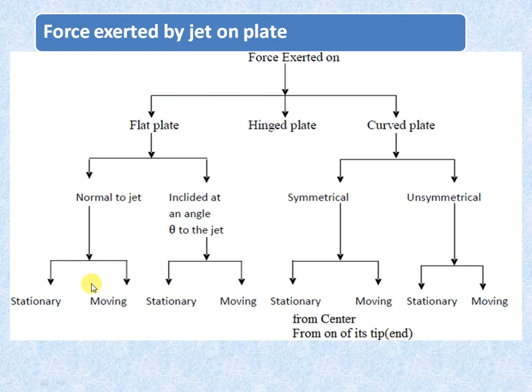Again in normal to jet, there are two conditions: the plate is stationary or fixed, and the plate is in moving condition. Again in the inclined case, there are two conditions, stationary and moving. And for curved plates, again symmetrical and unsymmetrical blades are there. In a symmetrical blade the blade tip angles are symmetrical, and in the unsymmetrical condition the blade tip angles are different.